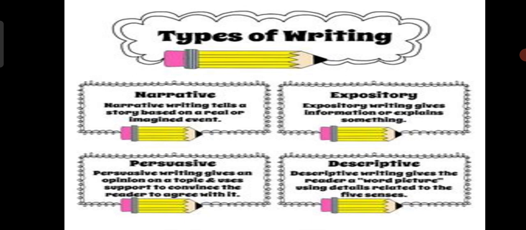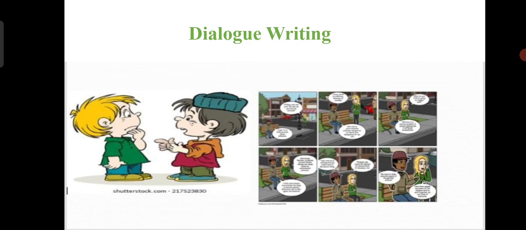Expository writing gives us information or explains something. Persuasive writing gives an opinion on a topic and uses support to convince the reader to agree with it. Descriptive writing gives the reader a word picture using details related to the senses, that is the 5 senses. Okay, children? So today we will learn dialogue writing.